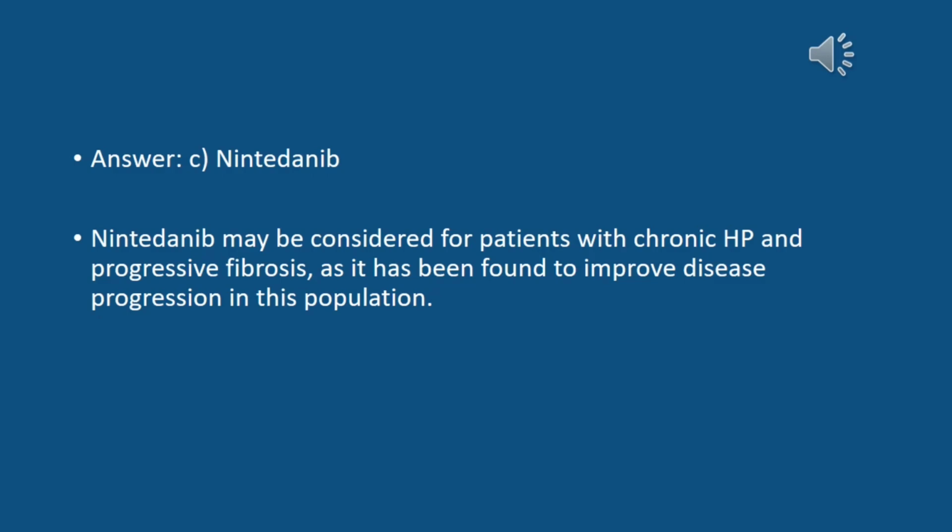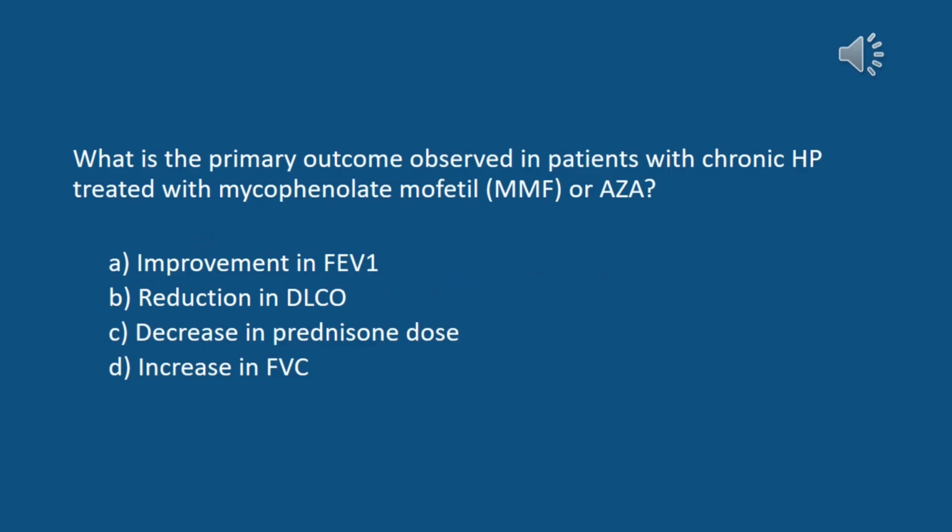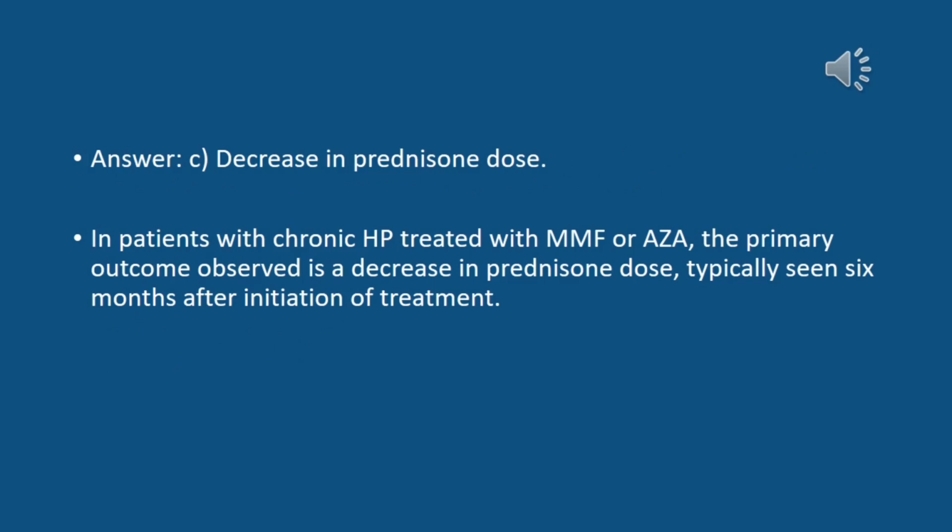progression in this population. What is the primary outcome observed in patients with chronic HP treated with mycophenolate mofetil, MMF, or AZA? A. Improvement in FEV1. B. Reduction in DLCO. C. Decrease in prednisone dose. D. Increase in FVC. Answer: C. Decrease in prednisone dose. In patients with chronic HP treated with MMF or AZA, the primary outcome observed is a decrease in prednisone dose, typically seen 6 months after initiation of treatment.